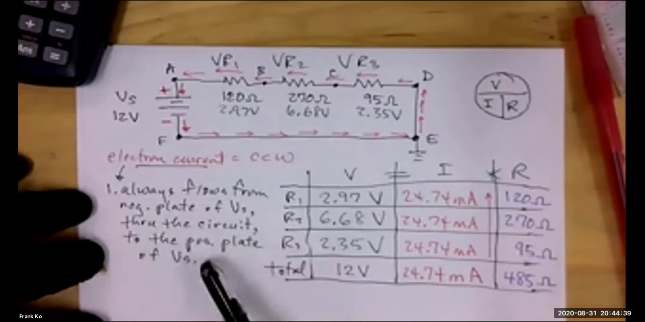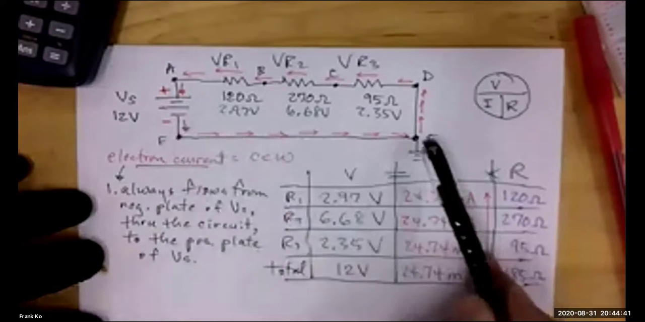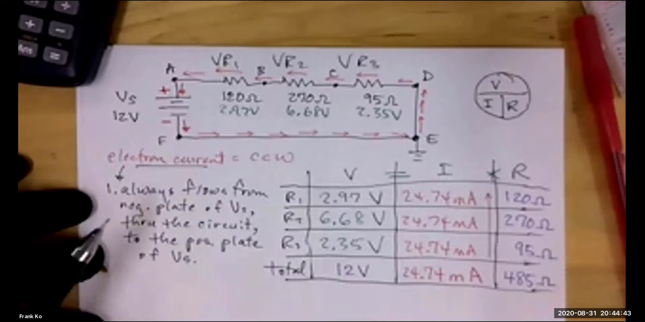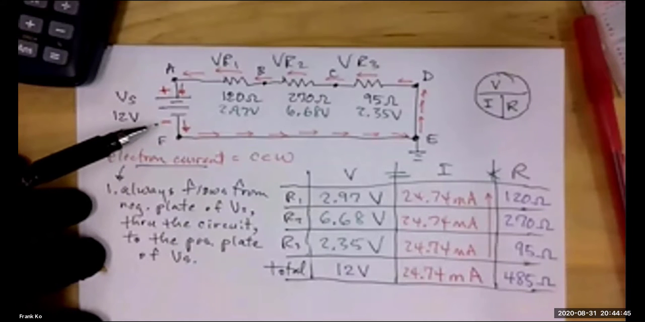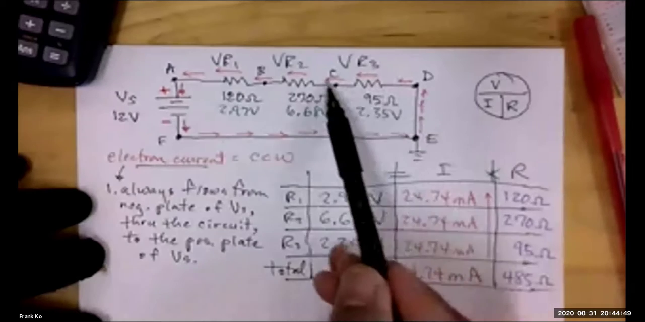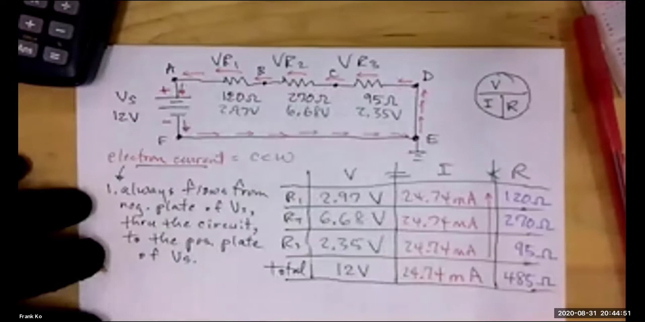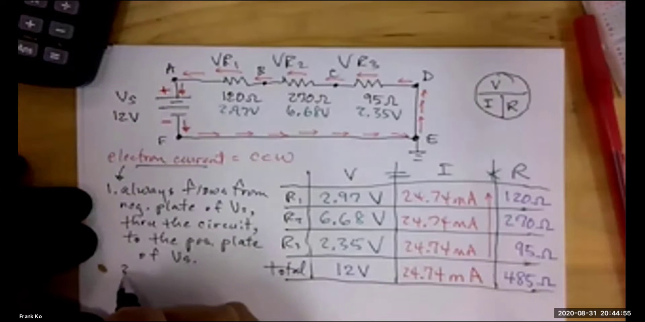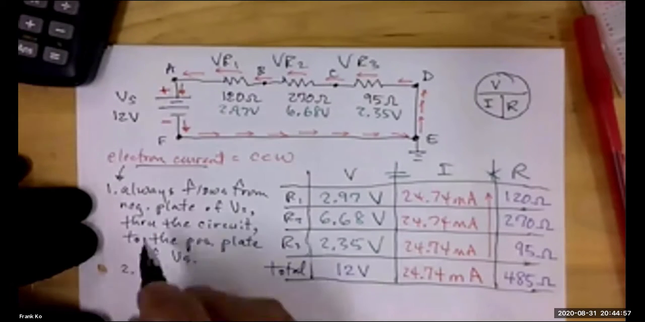And if we read this definition and we see how the arrows are drawn, does the electron current actually flow from the negative plate? It has to flow through the circuit. And does it end up at the positive plate of the source? Yes. Done. That's definition number one. Definition number two, equally important.